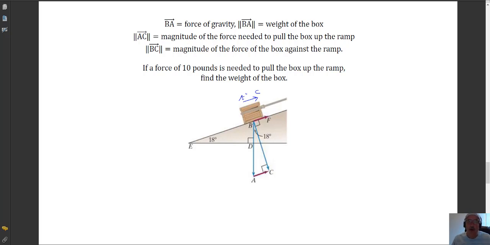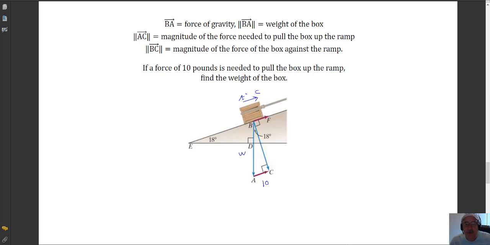So they will give you some questions in the homework. They might give you a similar drawing, and it says if a force of 10 pounds is needed to pull the box up the ramp, find the weight of the box. All right, now where are we going to put the 10 pounds here? That's what you have to look at. So come down here, look at all this information and see where you would put the 10. And I'll give you a second. I'm going to pause and you pause and come back.